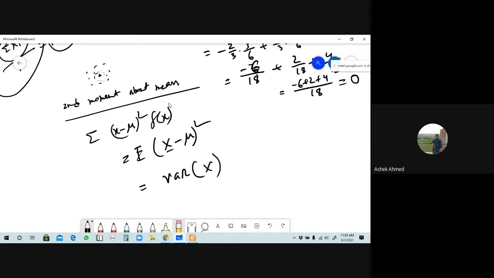Okay, but mu was kept for mean when the population size is large, and we denote the variance by sigma square. So sigma square means variance of x, this is the expression of (x minus mu) whole square, so this is the summation of (x minus mu) whole square into f of x. This is the variance here.